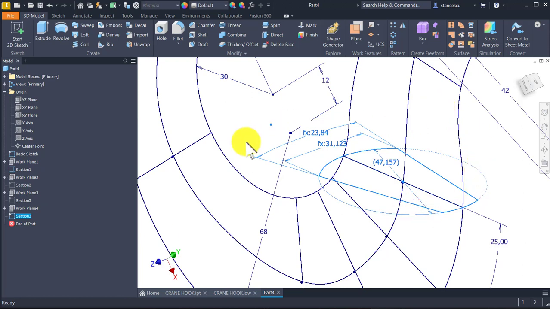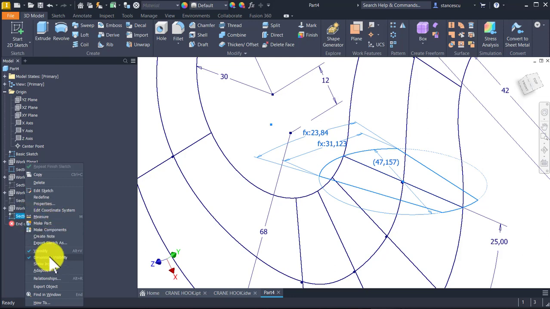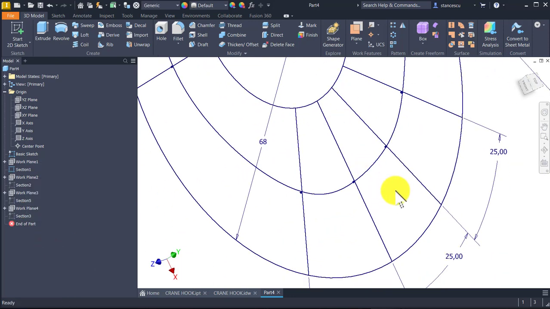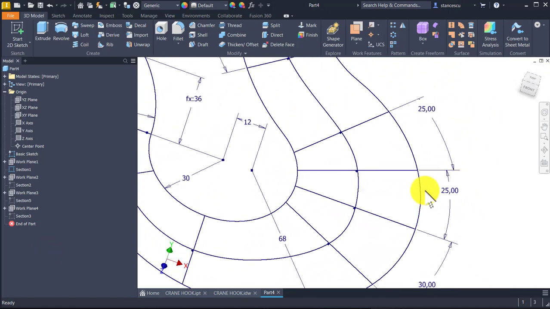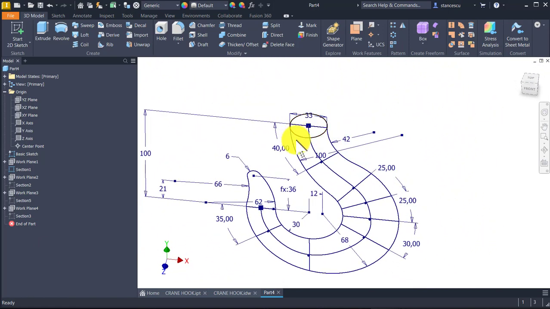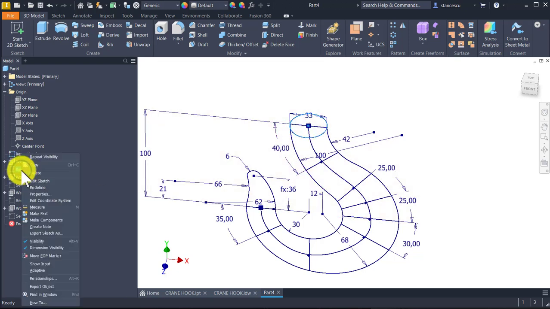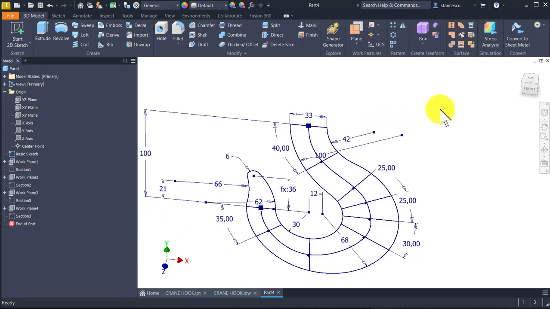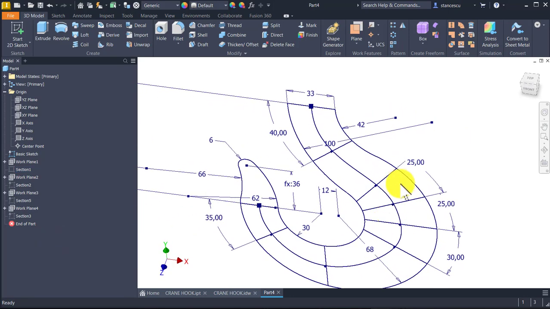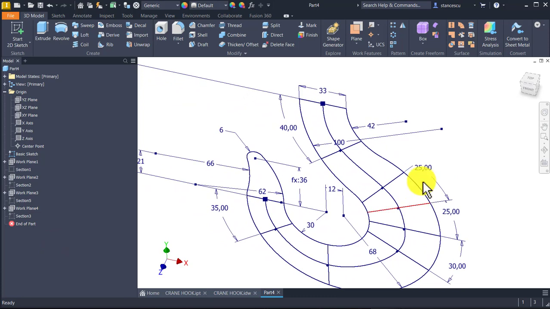Section 3. I don't want to see section 3. I go to section 4. This is the section 4. You see? 1, 2, 3, 4. I don't want to see this one either. Section 1. You see Alt V here? You can apply Alt V to make the same thing, to hide that this is the section 4.